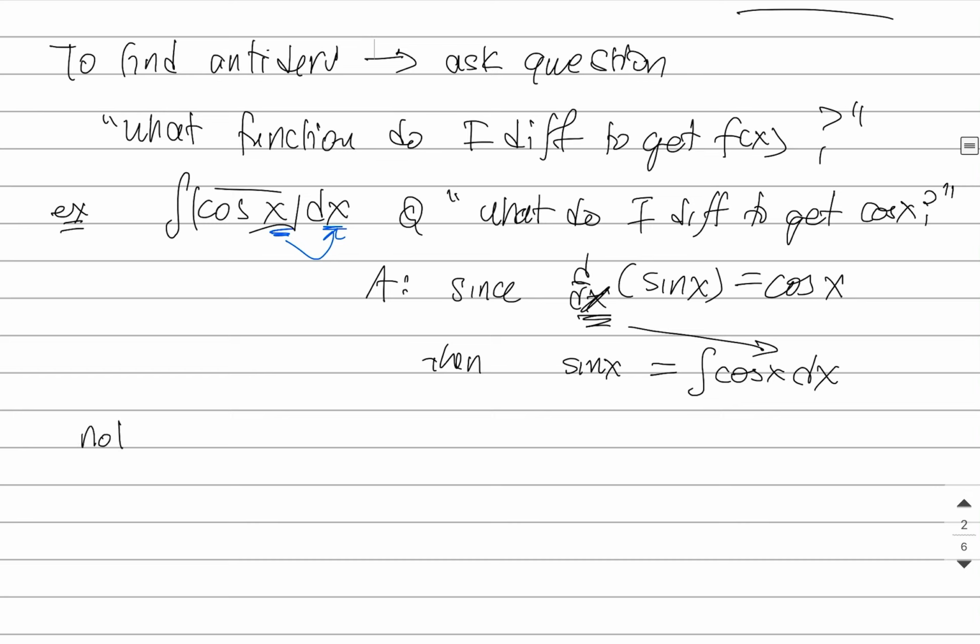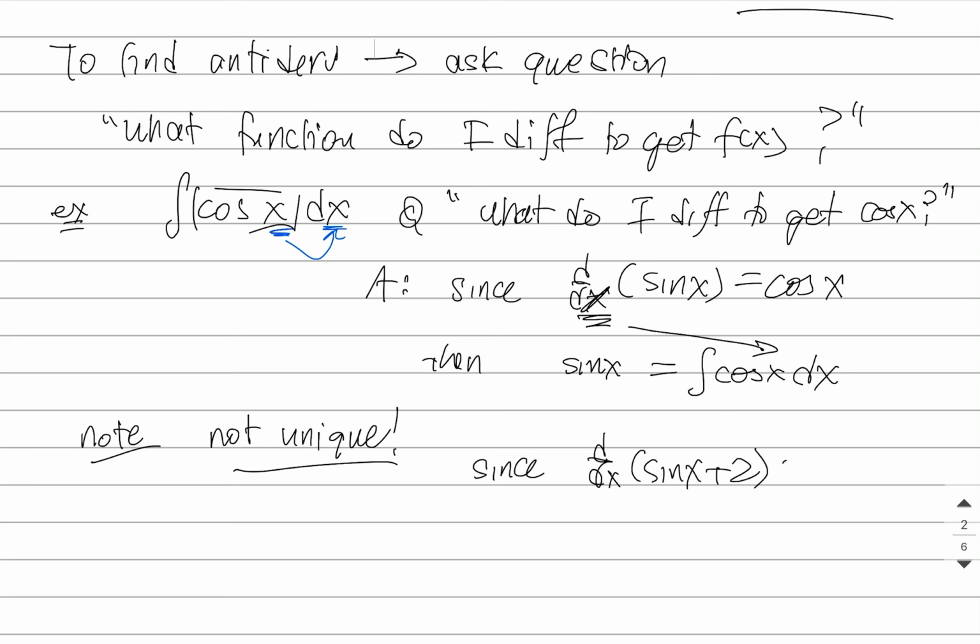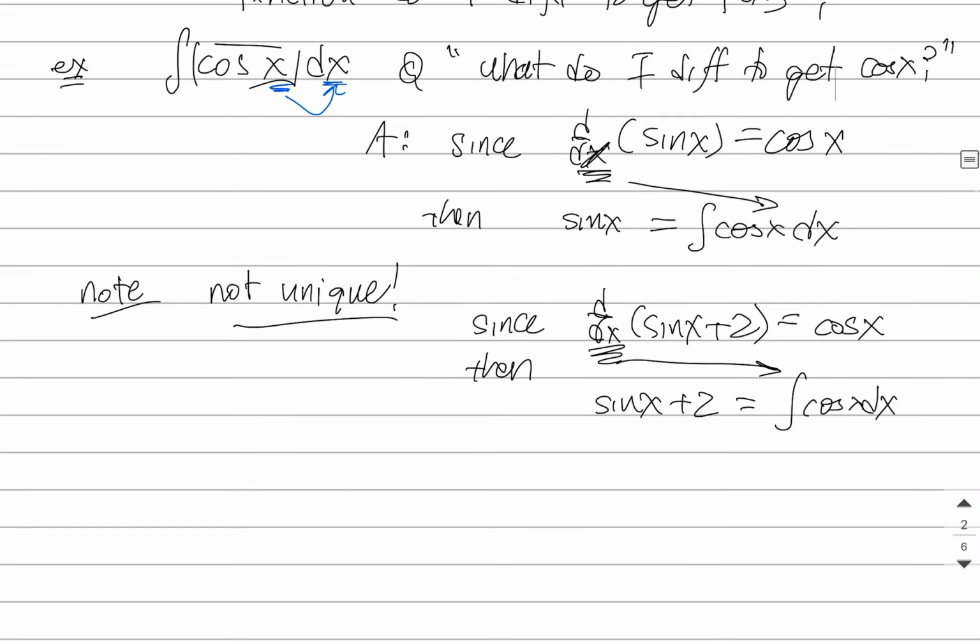And that's it. That's the basic antiderivative idea. But there's one major difference here. Antiderivatives are not unique. I could have also said this. Hey, look, since the derivative of sine of x plus 2 is cosine of x, then when I switcheroo it, sine of x plus 2 is the antiderivative of cosine of x. This is legitimate. There's no problem with me saying this.